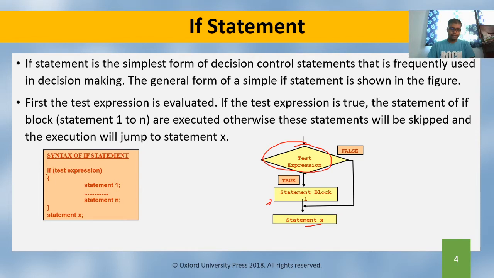Now the syntax is: if, the test expression. The condition we have to check will be written within the parentheses, and within the braces we have to write the statement. So if this condition is satisfied, it will go on executing this part. If this condition is not satisfied, it will go on executing statement X. So that is the simplest form of decision control.